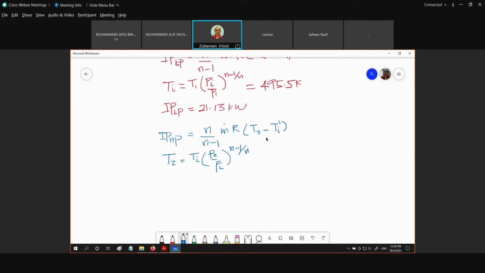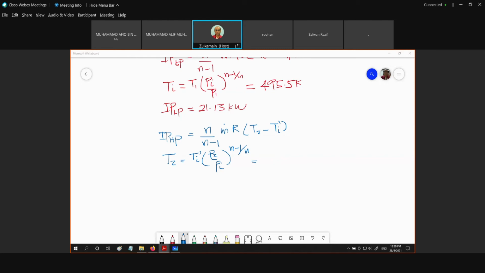Ti prime, sir. Okay, good. This should be the beginning of the compression process for the high pressure compressor. That is, the condition is Ti prime after the intercooling process. This is a common mistake students make during the test or exam. So be careful. This is Ti prime, not Ti, because Ti prime and Ti are different in this case.